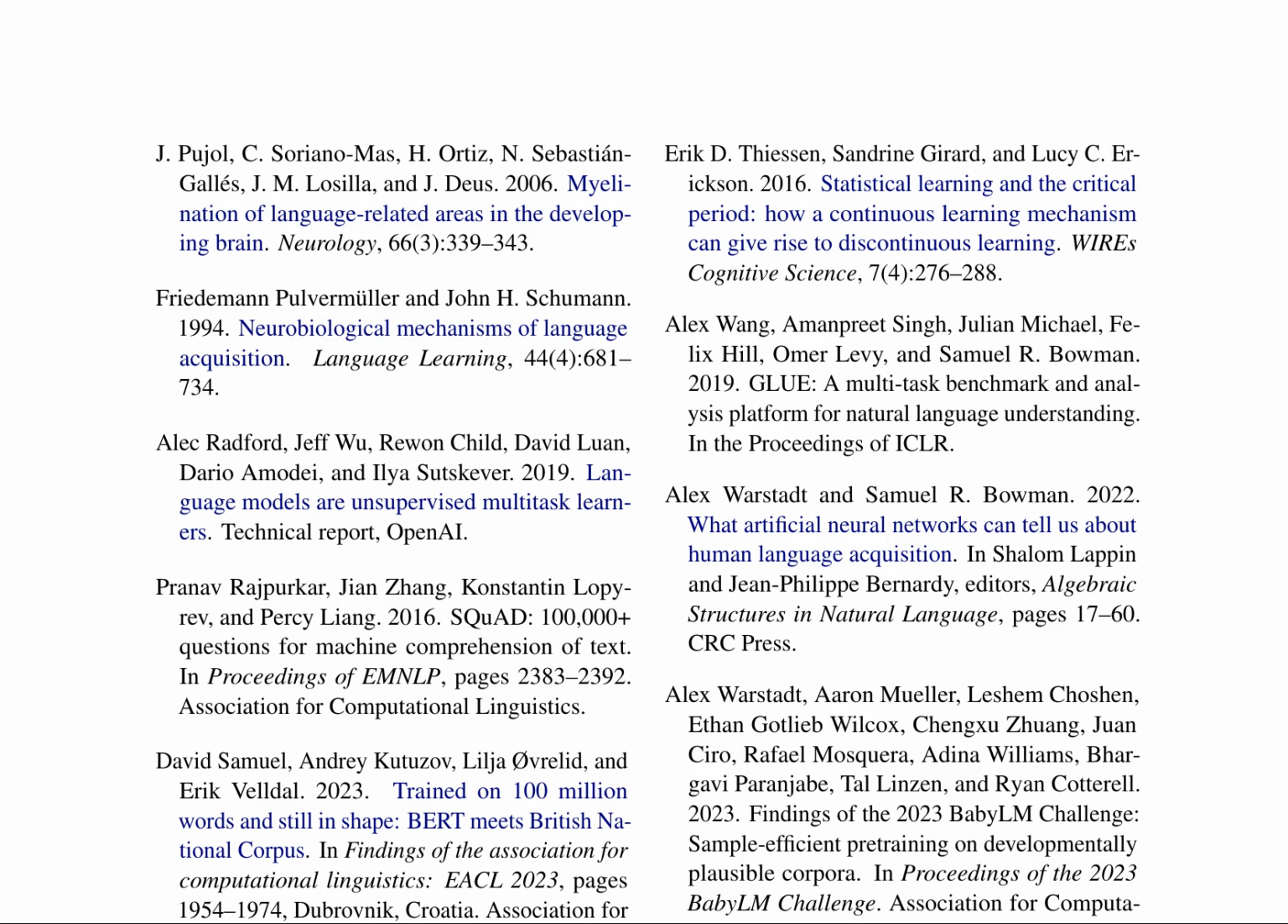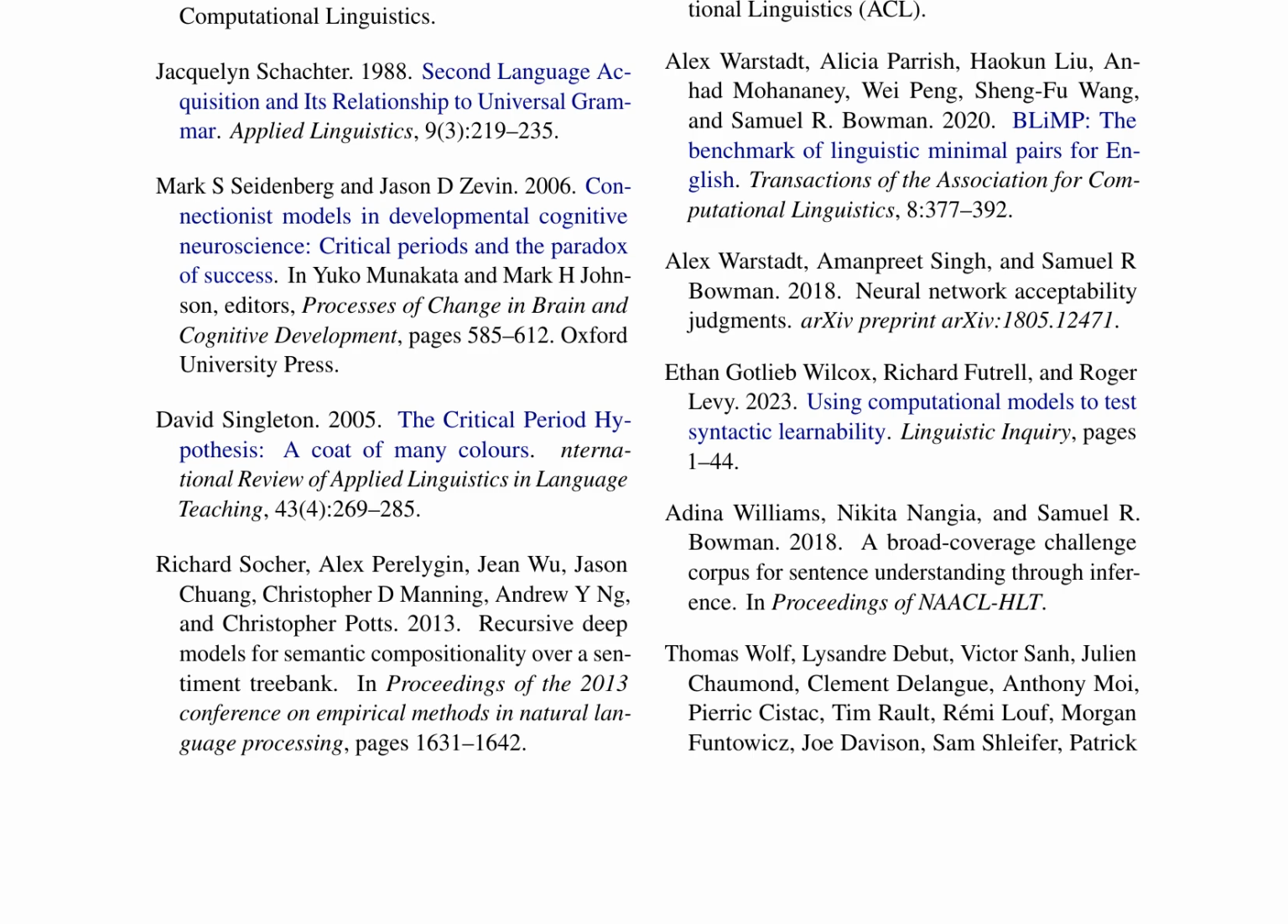Benchmarks for evaluating language understanding, including the SQuAD dataset, Rajpurkar et al., 2016, and the GLUE benchmark, Wang et al., 2019, assess language model performance on tasks such as question answering and sentiment analysis. The relationship between language acquisition and cognitive development is also explored, with research by Seidenberg and Zevin, 2006, suggesting that the two processes are mutually influential.